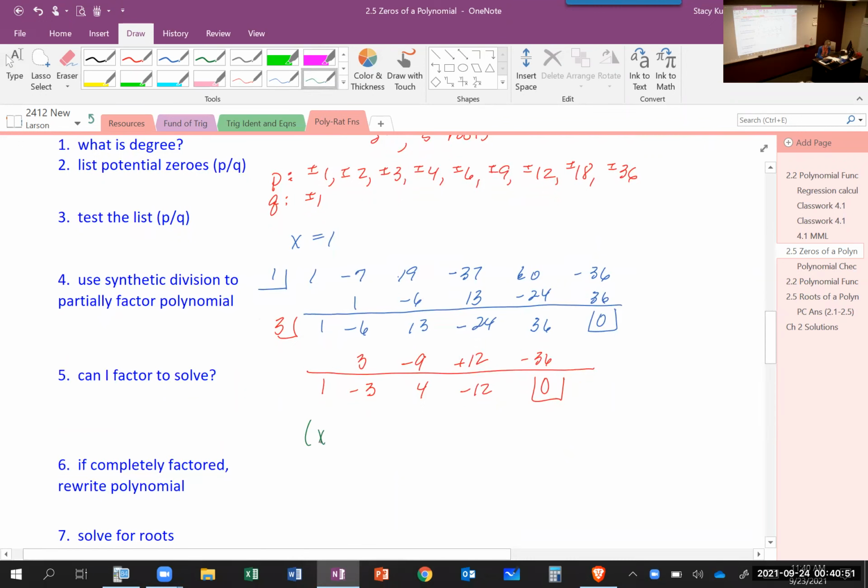I had x minus 1 as one root, x minus 3 as one root, and I've whittled this thing down into x cubed minus 3x squared plus 4x minus 12. You could go again if you wanted to, or we can stop here and see if I can factor this third degree polynomial, because there's 4 terms. Remember we practiced factoring by grouping yesterday? So I can try to factor this by grouping.